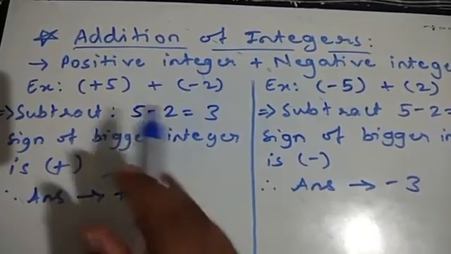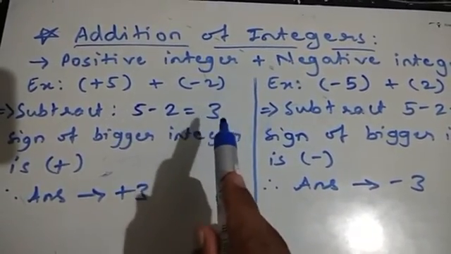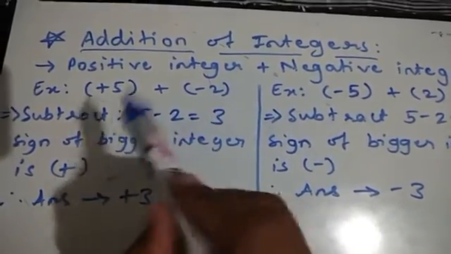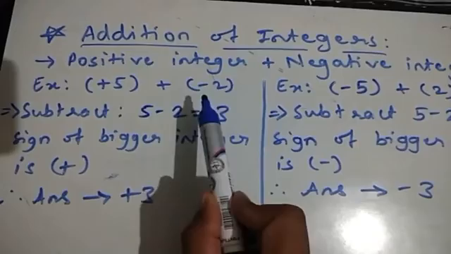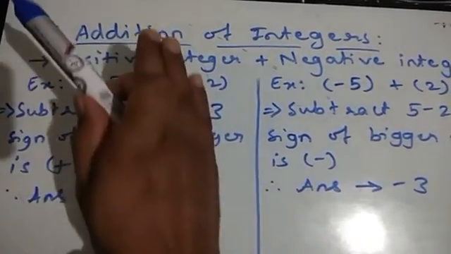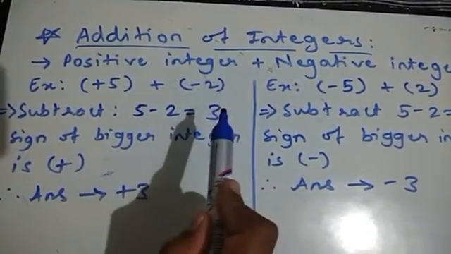Okay. Now here see, subtract 5 minus 2. What will be the answer? 3. But which sign is given to that answer? How to decide that? Students, ignore the signs of the given numbers. Ignore signs. So after ignoring this plus sign, what will remain? 5. And here, ignoring this minus, what will remain? 2. So here 5 is greater than 2 by ignoring sign.